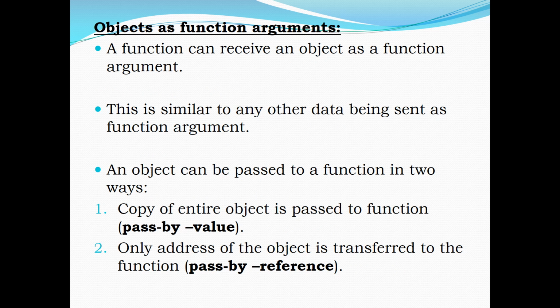Object as function arguments. The object of a class can be passed as an argument to a member function as well as non-member functions, either by value or by reference. When an object is passed by value, a copy of the actual object is created inside the function. This copy is destroyed when the function is terminated.